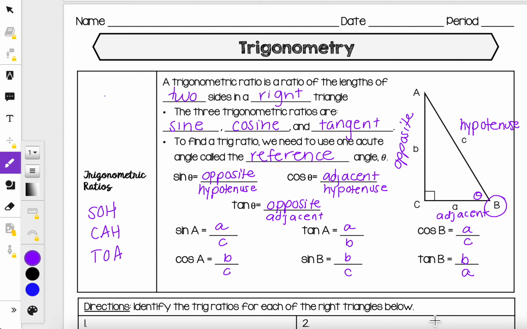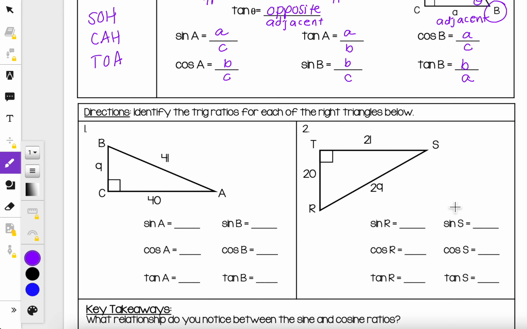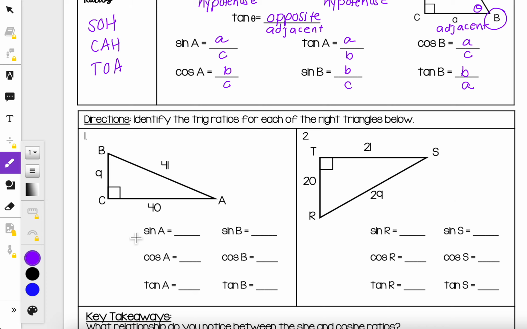So now let's practice doing this with right triangles that have the side lengths in. For number 1, I want to find the sine, cosine, and tangent of angle A, and the sine, cosine, and tangent of angle B. So I'm going to do angle A first. Angle A is going to be my reference angle, and I'm going to label my opposite, my adjacent, and my hypotenuse. My hypotenuse is usually the easiest place to start. That's the side that's across from my right angle, so I'm just going to put an H there.